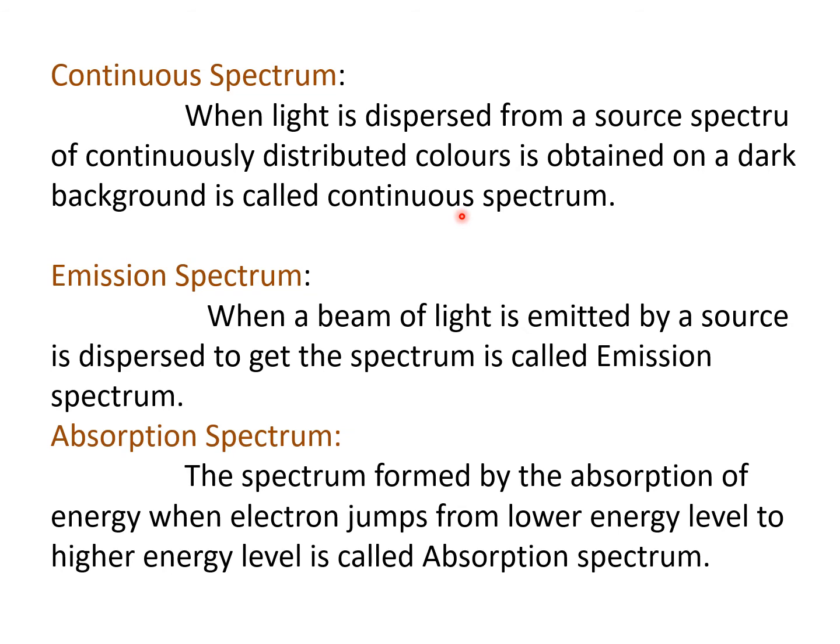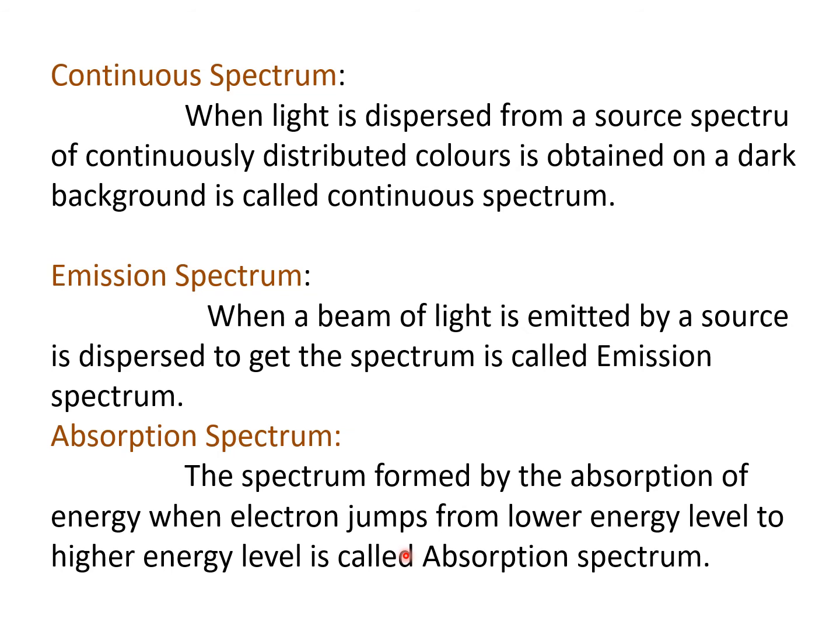Then what is emission spectrum? Emission spectrum is when a beam of light is emitted by a source and dispersed to get the spectrum. Emission spectrum is produced by emission of light, and absorption spectrum is formed by the absorption of energy, and this energy is absorbed when an electron jumps from a lower energy level to a higher energy level. So when an electron jumps from a lower to a higher energy level, it needs energy, so it absorbs energy.